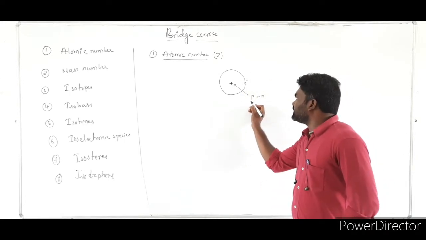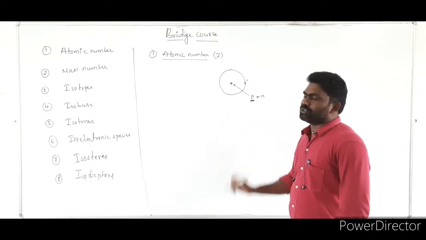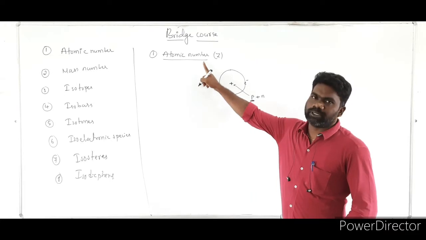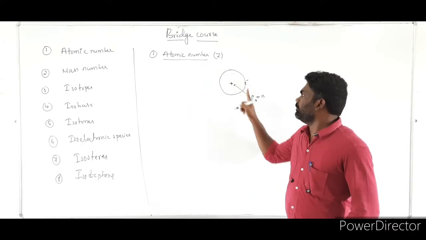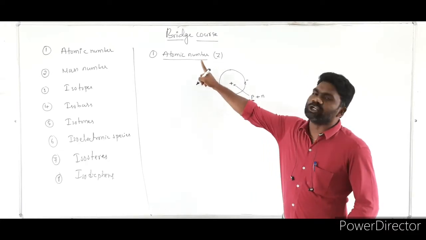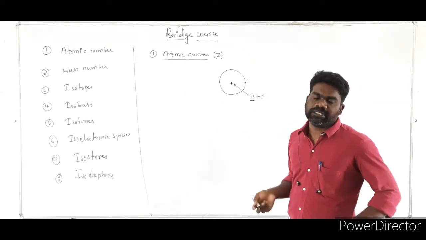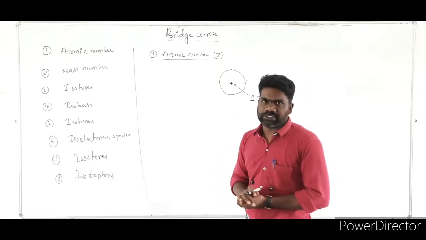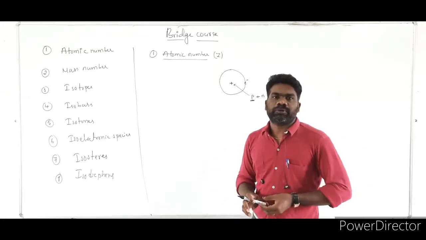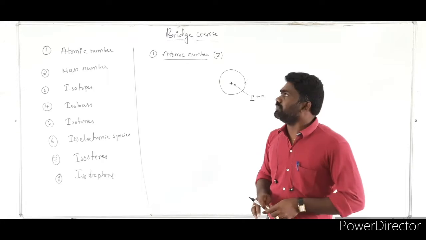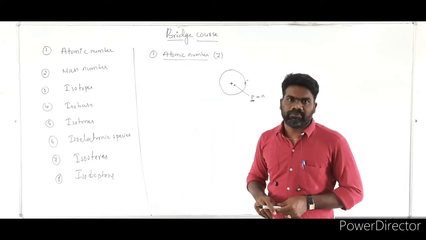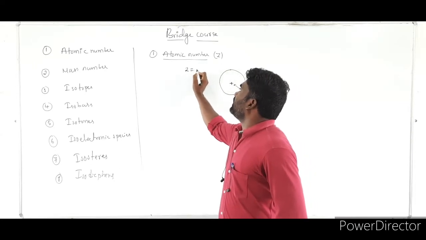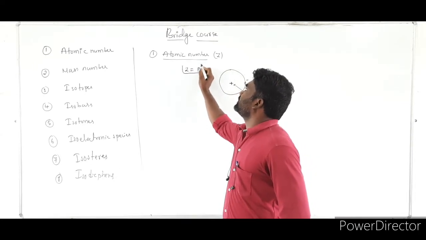So here the point is the total number of protons present in the nucleus of an atom is called the atomic number. Simply, proton number is nothing but the atomic number. How many protons there are, that number we call the atomic number. And atomic number is denoted by Z, so Z is equal to the number of protons.